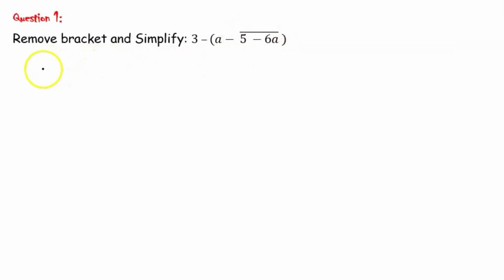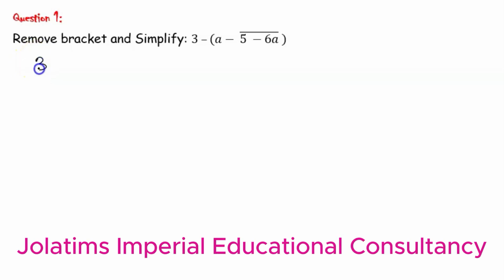So in other words, another way to write this question is by saying 3 minus open bracket a minus open another bracket 5 minus 6a, close the bracket, then close the bracket. You see, this bar is simply another bracket. So this is, I call it bracket inside a bracket. All right. So how do we do this? You just take your time. It's not hard at all. Just follow the process, the principle.